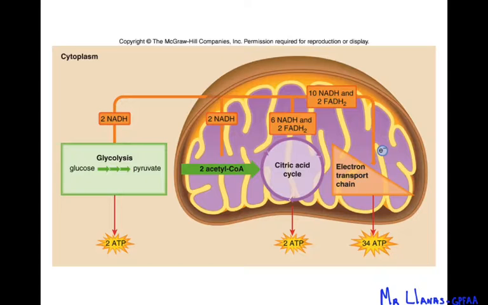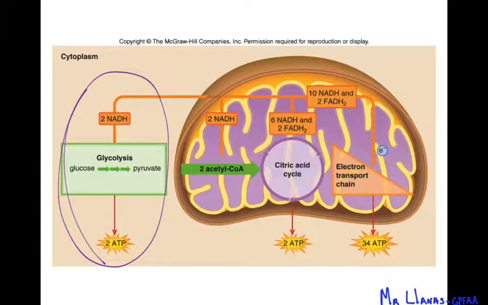Now, you can see that here in the picture. This is glycolysis right here. It happens in the cytoplasm. We're not in the mitochondria yet. This is just in the cytoplasm. Glycolysis splits glucose into pyruvates, and when it does that, it actually produces ATP molecules. Okay, so it produces 2 ATP molecules.